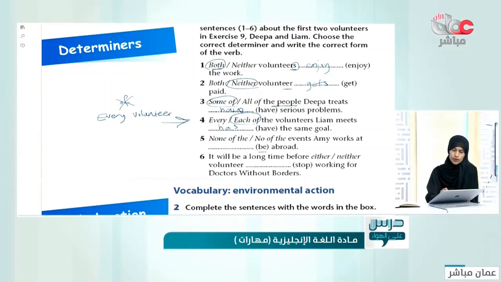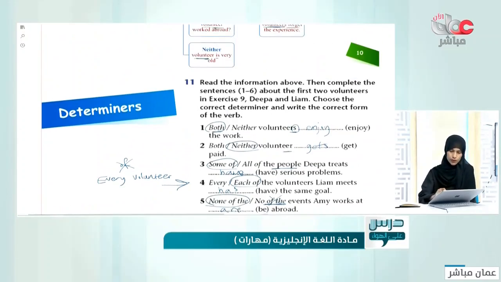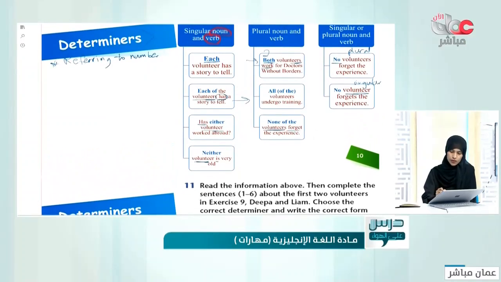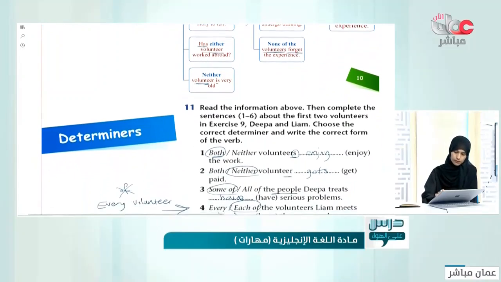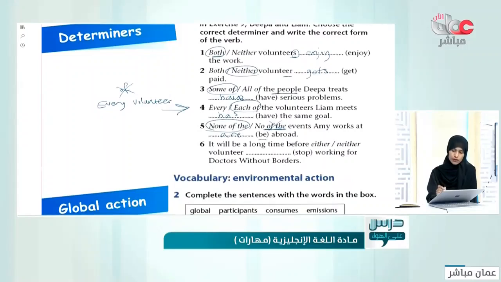Can I say no of the events? No, we don't. We say no events. So if I want to say no, I won't have of the here. But the answer is going to be none of the events Amy works at are abroad. Is it are or is? Let's go back there and see. None of the volunteers forget. So yes, it's a plural verb. So none of the events Amy works at are abroad.